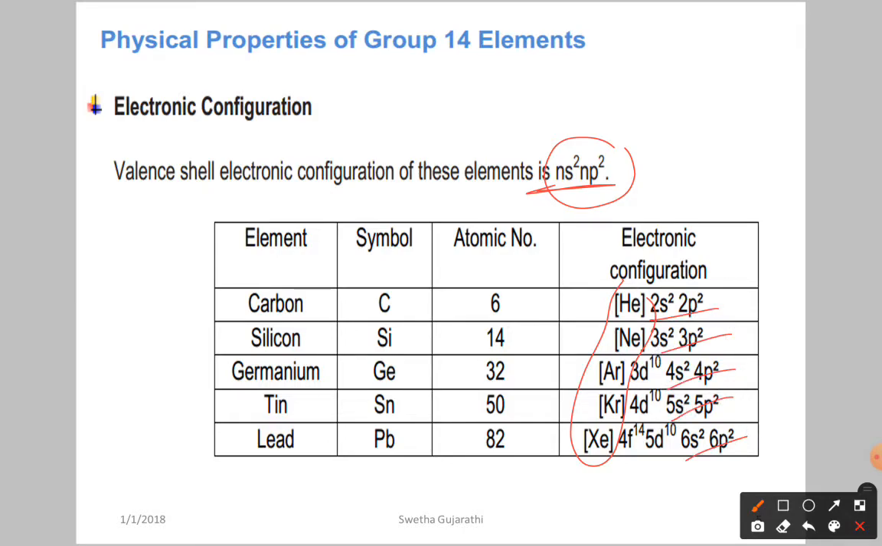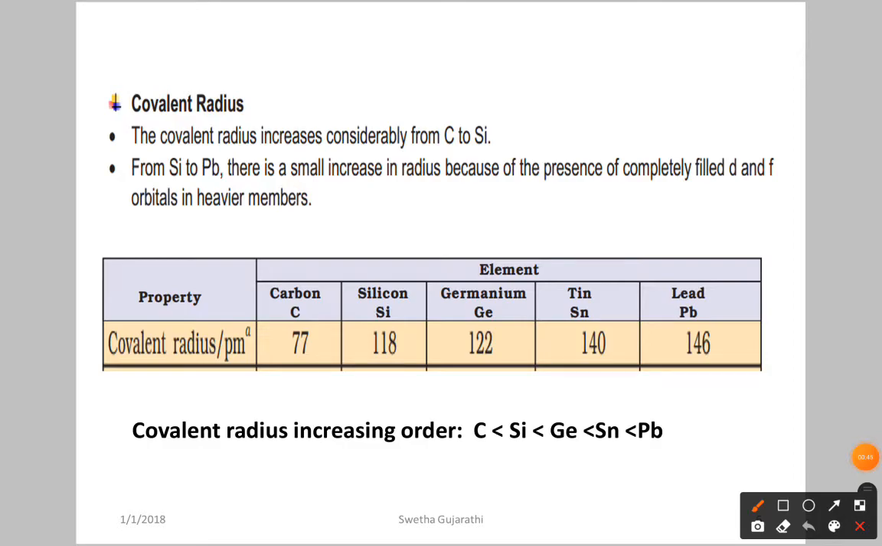Again, you can see for germanium we have 3d10 electrons, for tin 4d10 electrons, and for lead we have 4f14 and 5d10 electrons. So this is about the electronic configuration. Now here we have the covalent radius. Why? Because they have more covalent nature.